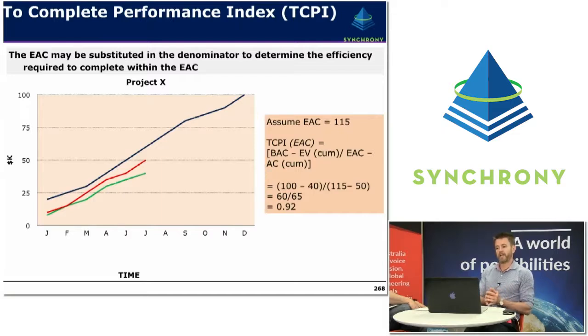And let's say, for argument's sake, that the estimate at completion on this project is 115,000 K. So the TCPI with respect to the EAC is the budget at completion less the earned value that we've achieved to date, so the remaining work, once again 100 less 40, and it's the estimate at completion less the actual cost to date. So it's 115,000 K less 50 K, giving us a ratio of 0.92. So what that's telling us is that we're going to need to perform at a performance index of about 0.92 if we want to finish this job and have actual costs at $115,000.